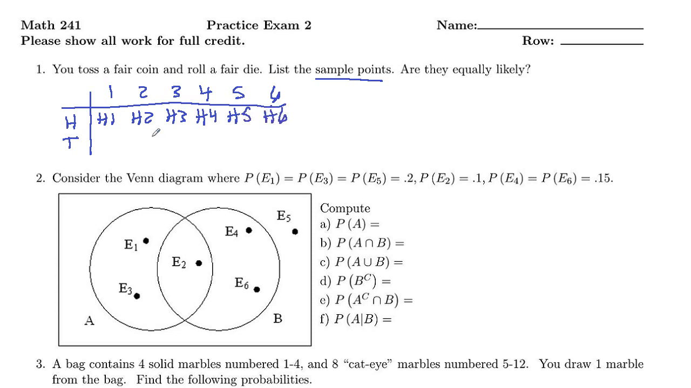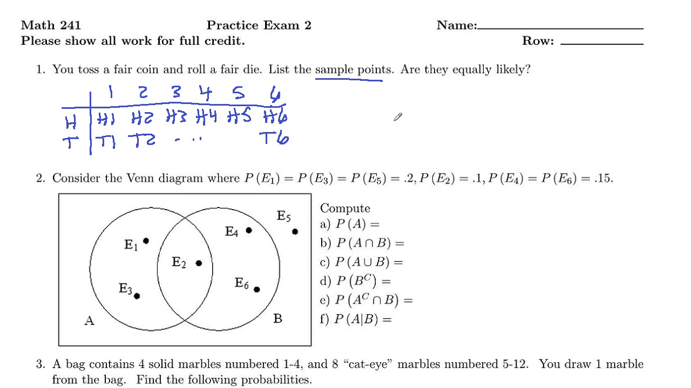And then we do the same for tails. So tails and a 1, tails 2, all the way down to tails 6. So there are 12 outcomes. Are they equally likely? Yes, because each of the coin and the die are fair, so that makes each component outcome equally likely. Now, another way to get these would be to do a tree diagram.